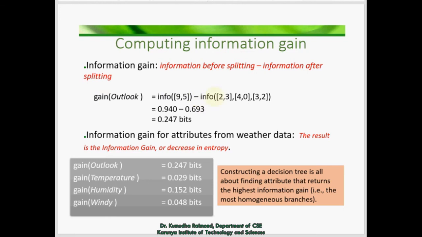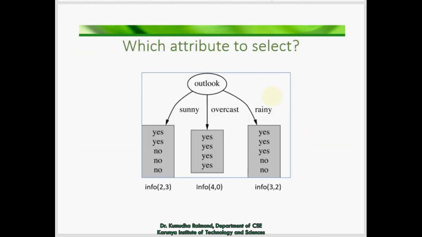Whatever we have calculated is information after splitting. I mean, when I assume that I am splitting this data set, the information gain that I am going to get on these 3 edges is what I calculated. But I need to calculate what is the information before splitting.